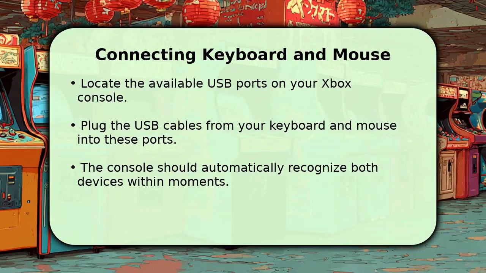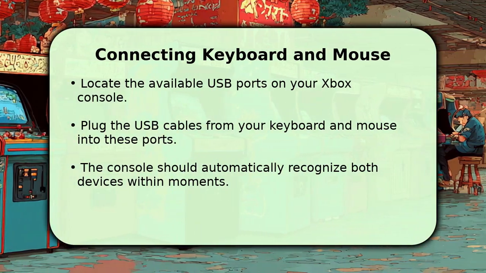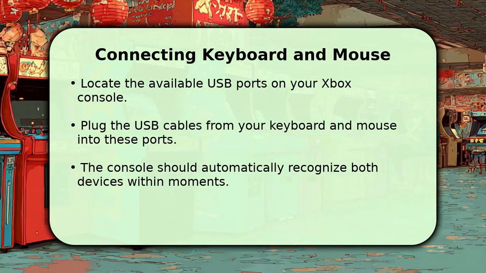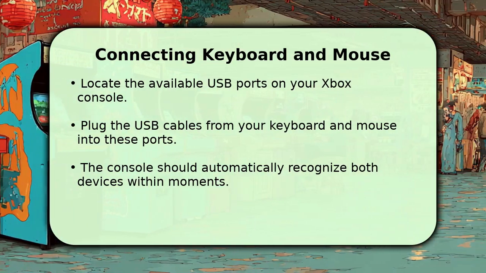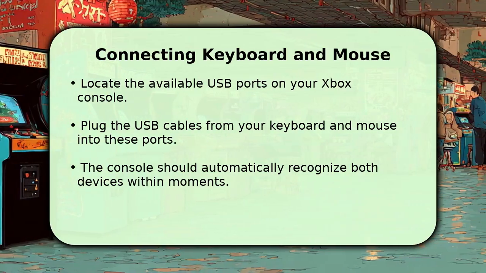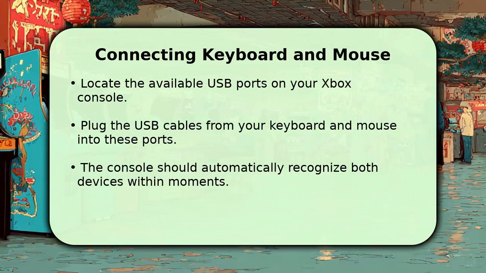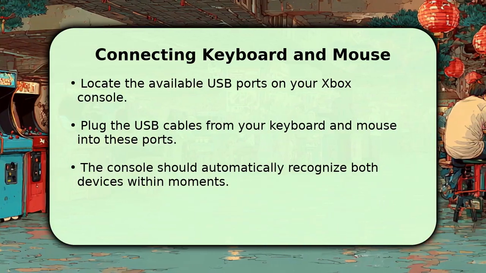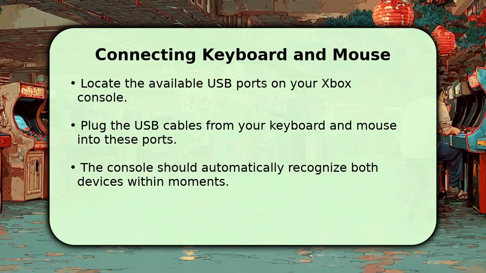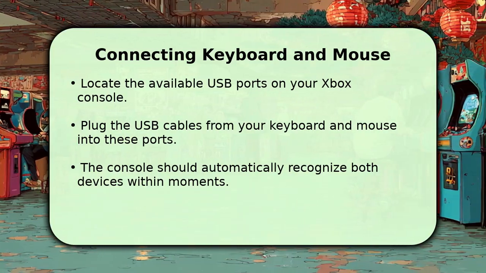Look for the USB ports, typically located on the front or back of your console. Simply insert the USB cable from your keyboard into one port and your mouse into another. Your Xbox will usually detect these devices automatically, preparing them for immediate use. You should notice the mouse cursor appear on screen, confirming a successful connection and readiness to navigate.